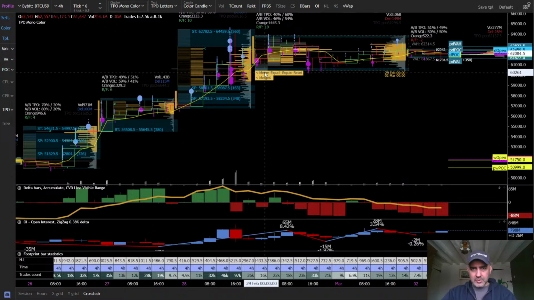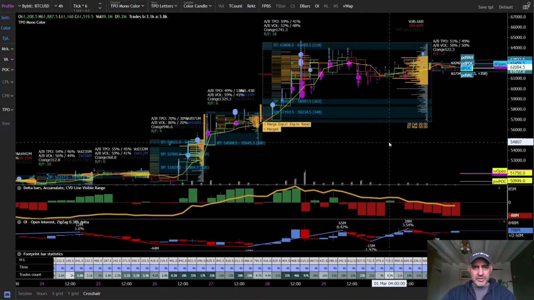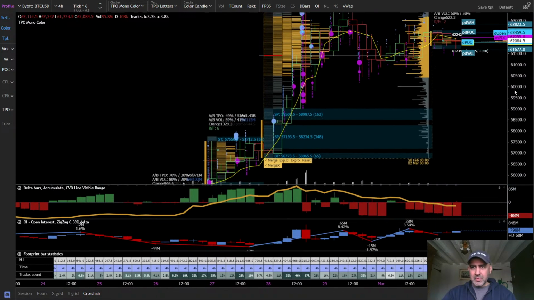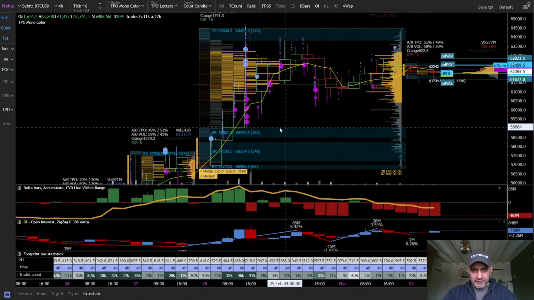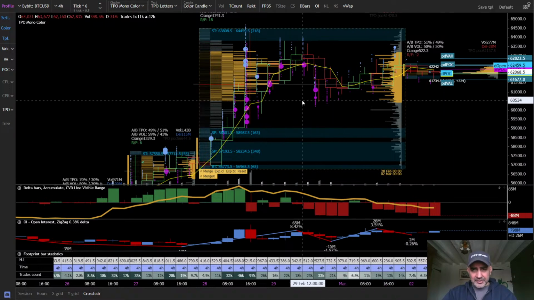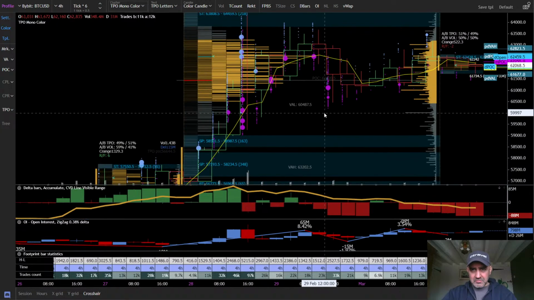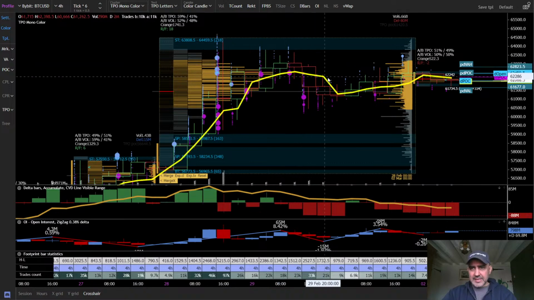Merge. Let me merge all of that. Merging all of this. This is the range that we're in now. See, I've just merged all of that volume data. You can see some really nice single prints lower down. They will act as support. And then we can see the volume area, and some selling tail at the top.